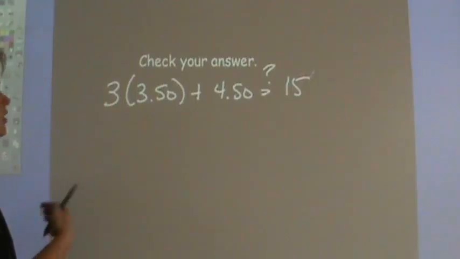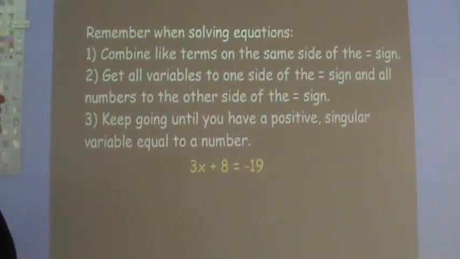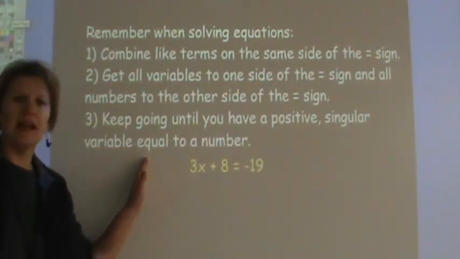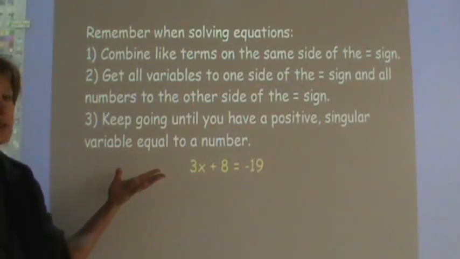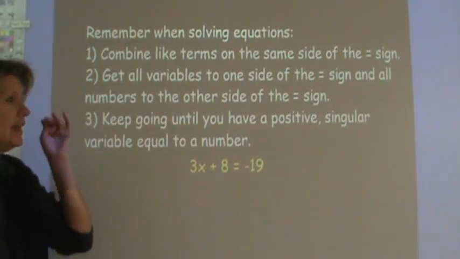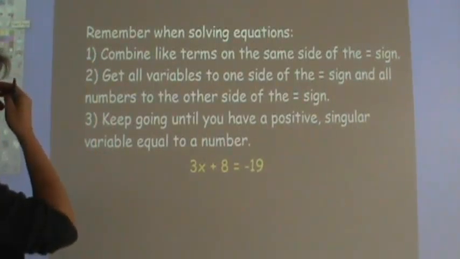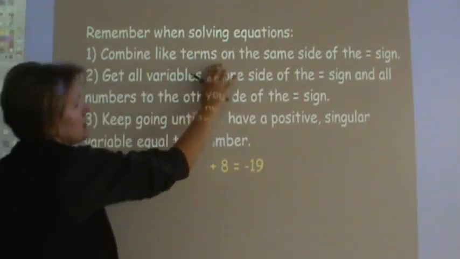So we know we're correct. All right, these steps are what I had written down for 2-7. So you should probably already have these in your notes, but if you've misplaced them, you may want to write them down again. All right, this is going to take us through this section as well. So, combine like terms on the same side of the equal sign.